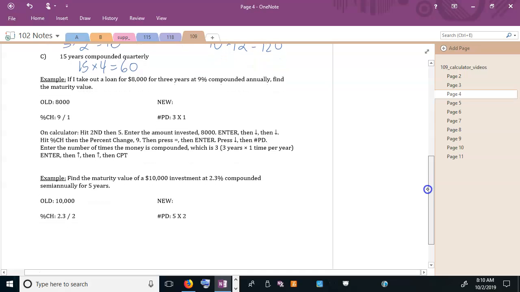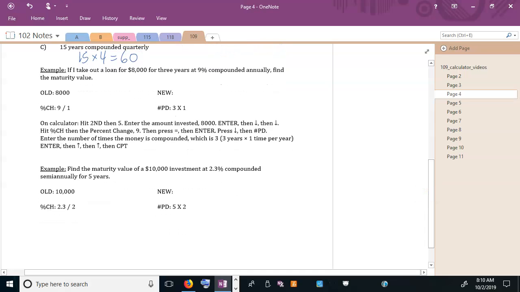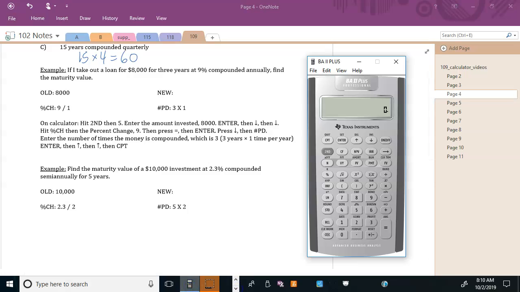I'm going to scroll this down to our actual examples to see what these look like. All right, so let's say I would like to take out a loan for $8,000, and it's at 9% compounded annually. To access our compound formula on our calculator, I'm going to hit second and then the number 5. Above 5, you'll notice it looks like a triangle and then a percent. That just means compound interest for our calculator. The first value it's going to ask for is the old. That is the amount of this loan. So here, that's going to be 8,000, and I hit enter.